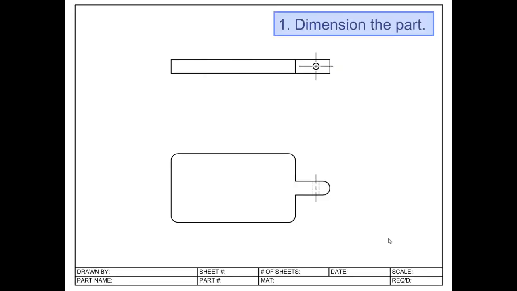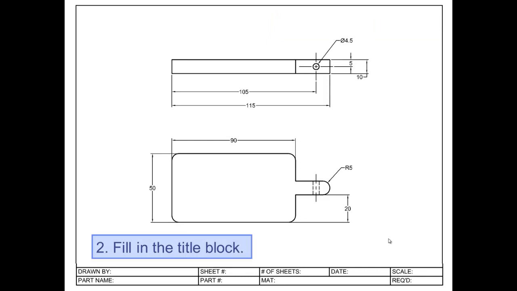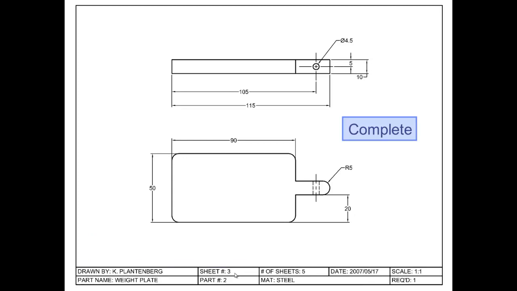My second part is something like this. I dimension it again and fill the information on the bottom. And this is sheet 3 of 5. You get it? Everything that we've been working up to, the dimensioning and the drawings of individual parts, is now part of that package, because every part is part of that assembly.